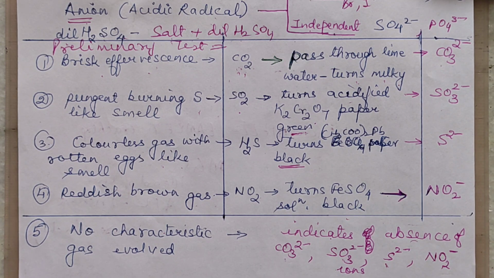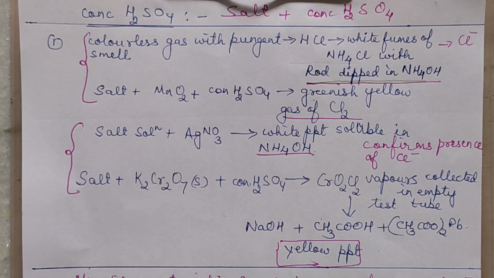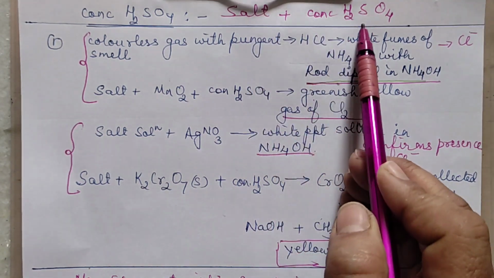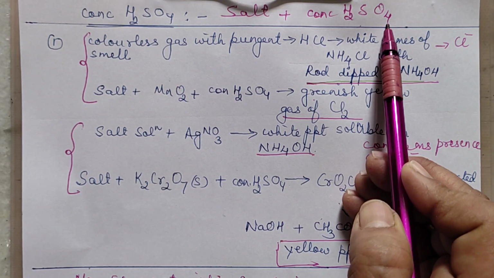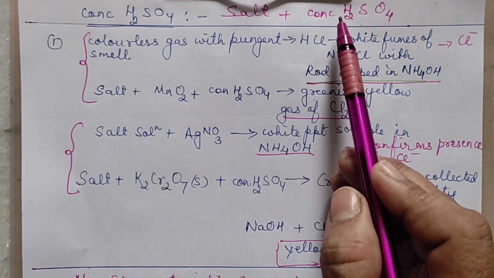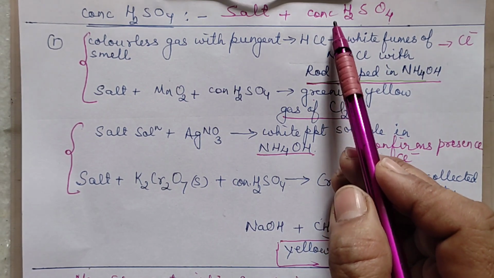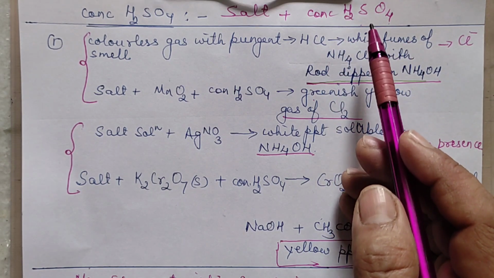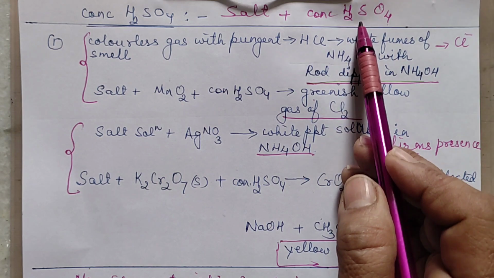Now, if it is not these 4 ions, then it can be some other ion. So how to go about that? Let us see. Now, suppose you take concentrated sulfuric acid. Again, to the salt you will add concentrated sulfuric acid. And moreover, since you are using sulfuric acid, you will not hold the test tube with your hand. You will have to use a test tube holder.